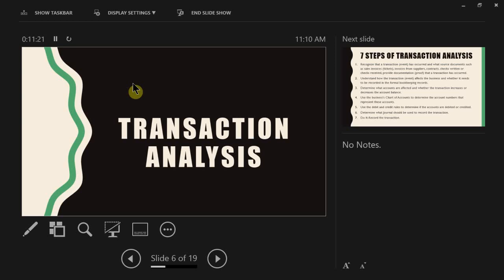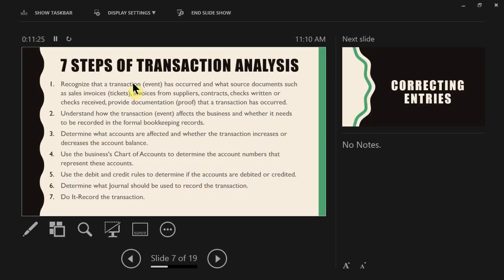So next thing that we're going to be looking at is going to be transaction analysis. There are a total of 7 steps to actually recognize whether a piece of financial information is even significant enough to record. All right. So first step to even begin transaction analysis is number 1.